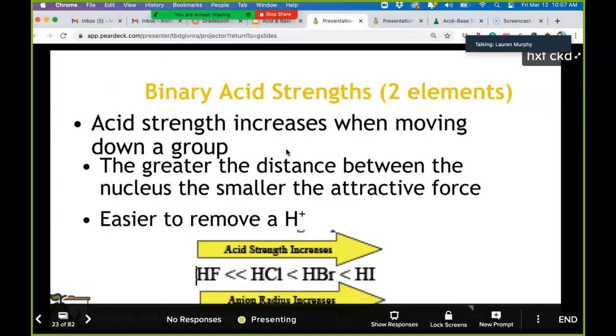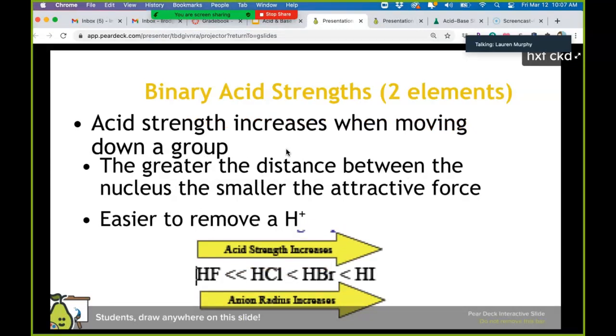So binary acids are acids that just have two different elements in them. Don't confuse it. It doesn't mean you have two elements only. It just can be two different elements. So like H2S is a binary acid because it has hydrogen and sulfur in it, okay? H3N is a binary acid because it has hydrogen and nitrogen in it, two different elements, okay?